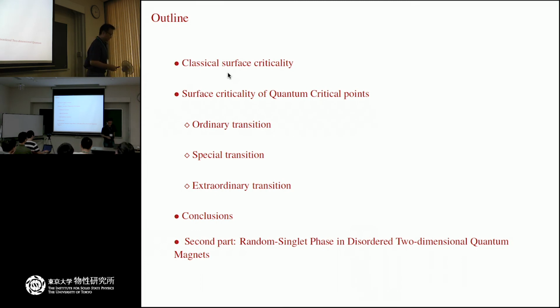So I realize that I will talk for 1 hour. So maybe that's more than enough. So maybe I'll have a chance to talk about the second part of my talk: there will be a random singlet phase in disordered two-dimensional quantum magnets.